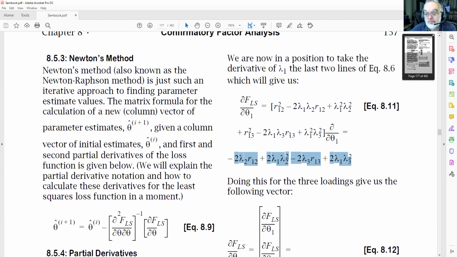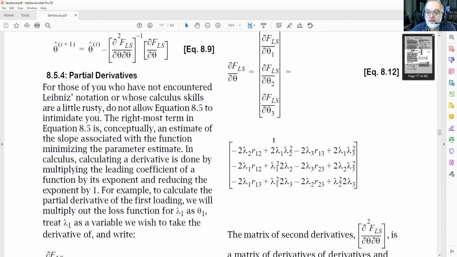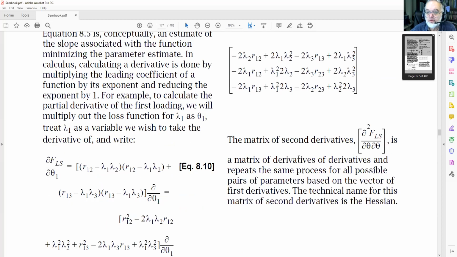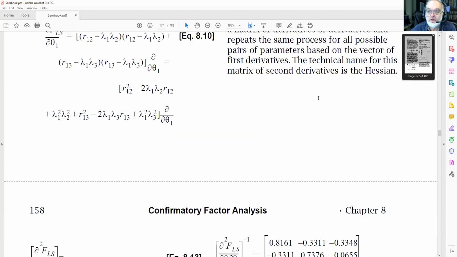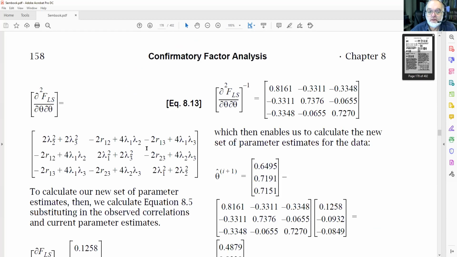And that's basically all there is to it. You can follow the equations. Doing that for all of the values gives me this set of values here. The matrix of second derivatives is a matrix of the derivatives of the derivative. So it's not only the slope, but how fast the slope is changing. And I mentioned that that's the Hessian. And that's looking like this.